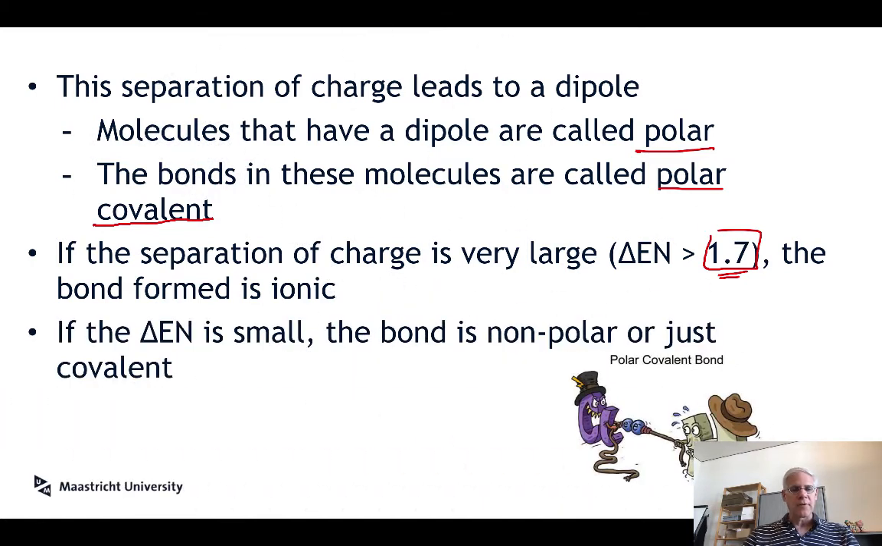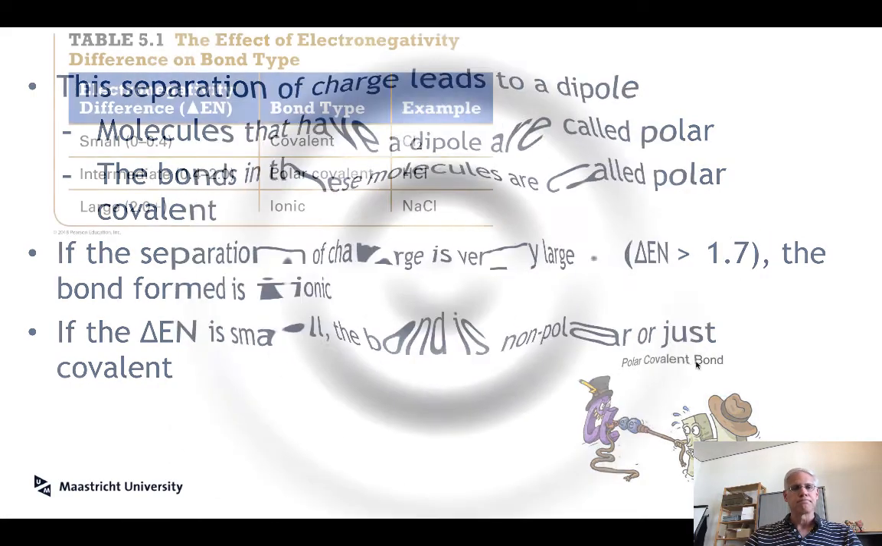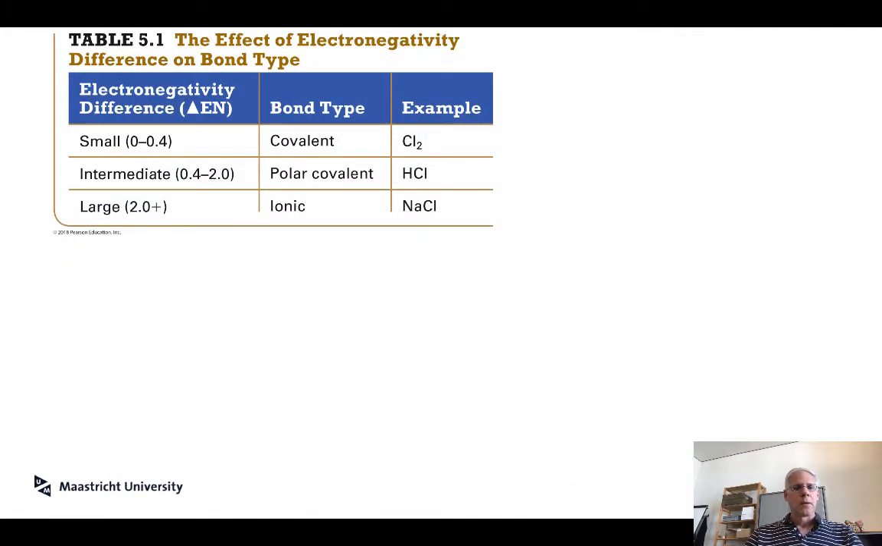Now, if you have a difference in electronegativity that's small, we say that bond is nonpolar, or we just say it's covalent, which means that the electrons are shared equally. And we usually say that's between 0 and 0.4 for a difference in electronegativity. So here we have 0 to 0.4 for a covalent bond.